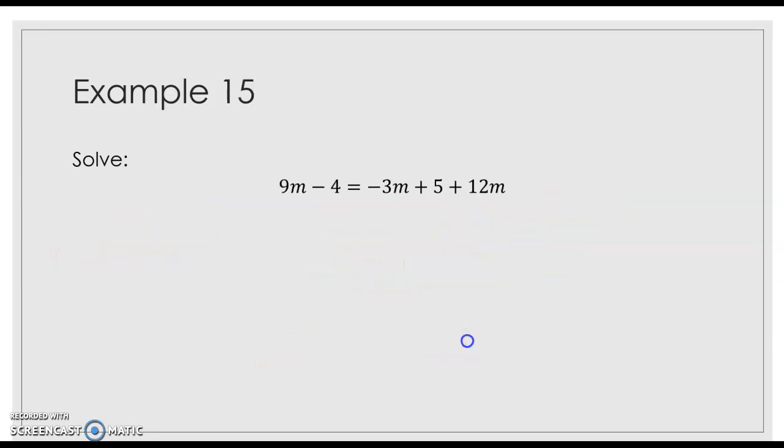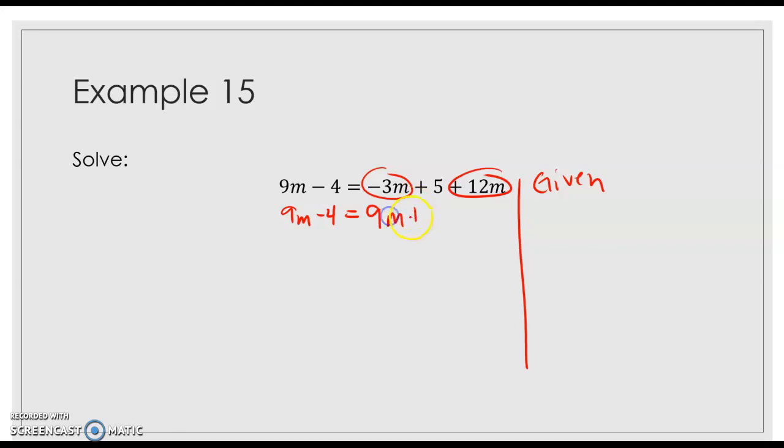All right, next equation. So again, first things, this is given. And then I ask myself, do I need to distribute? The answer on that one is no. And then I ask myself, do I have same side like terms? And on this one I do. I have that negative 3m and that positive 12m. So I'm going to rewrite the left-hand side of the equal sign. And now I'm going to do negative 3 plus 12, which is 9m. And then continue on with my plus 5. And so there I combined like terms.